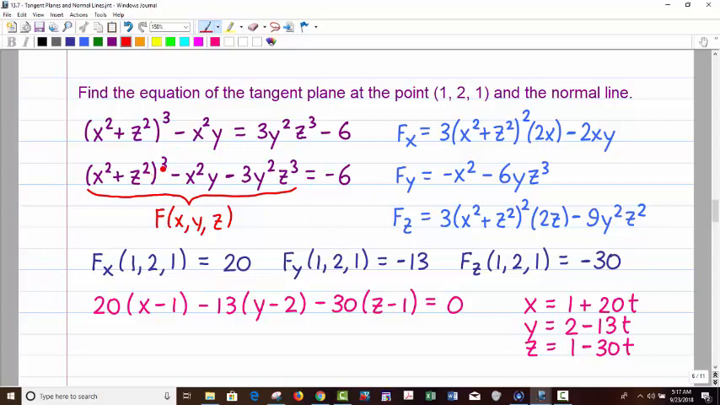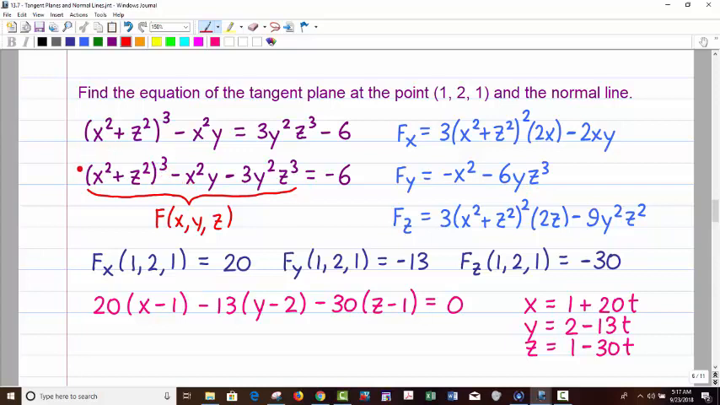So for the first one, I'd bring the 3 down, like I did here. Change the power to 2. And then the derivative of the inside with respect to x would be 2x. Come over here. This partial with respect to x would be, bring the 2 down, makes it negative 2xy. There's no x here, so don't have to worry about that. So there's your fx. Fy would be, don't have to worry about the first one. The derivative of y is 1, so it makes it negative x squared. And then the derivative of negative 3y squared would be negative 6y, and with the z cubed, so it's minus 6yz cubed.